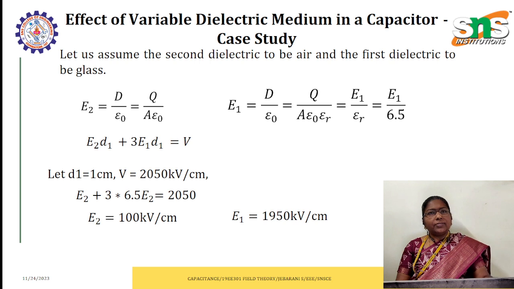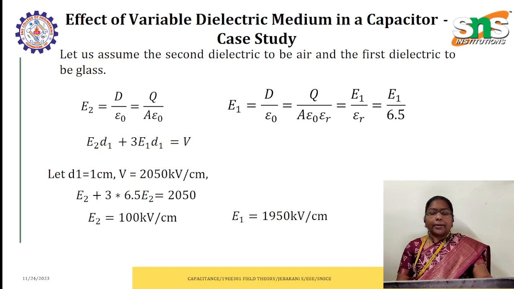We'll just see how this thickness affects the dielectric strength of the capacitor, right? We know each medium has its own dielectric strength, and the dielectric strength will vary based on the applied voltage and the nature of the medium also. So we'll consider the second medium to be air and the first medium to be glass, right? So we all know based on the property of glass, glass can offer higher dielectric strength.